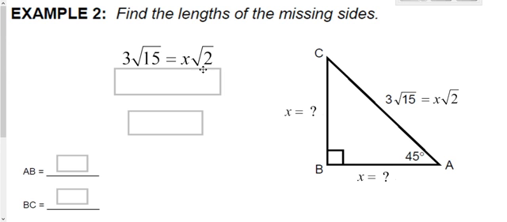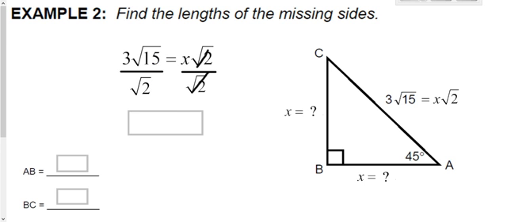Just like the last one, to get x by itself, all you have to do is divide by what we're multiplying. This is x times the square root of 2, so to get rid of the square root of 2, we divide by it. This just cancels out. And we get x equals this ugly thing divided by the square root of 2. So you punch in your calculator 3 square roots of 15 divided by the square root of 2.